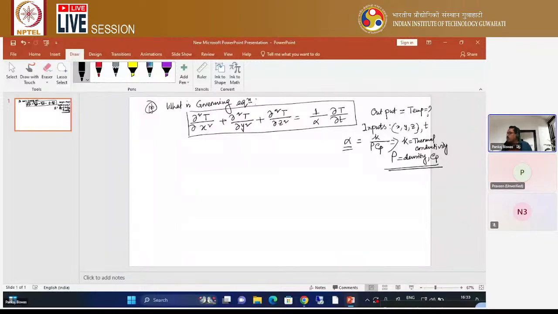So what happens in your thermal analysis if you forget to put in any one of the material properties? Your result will be erroneous. You got the idea from the governing equation itself: what input parameters are required to do the transient thermal conduction analysis.